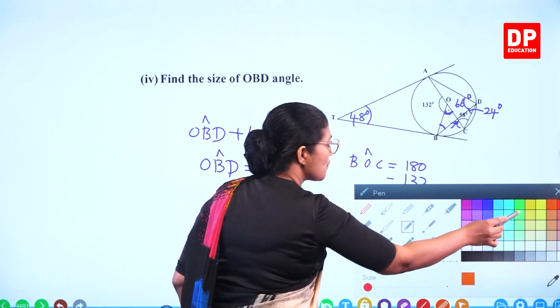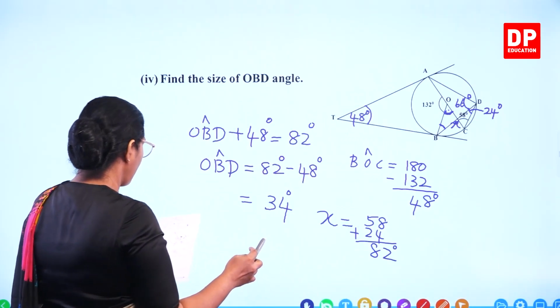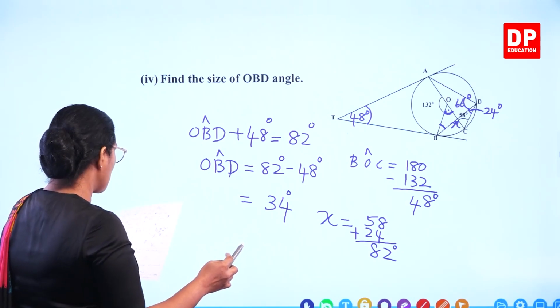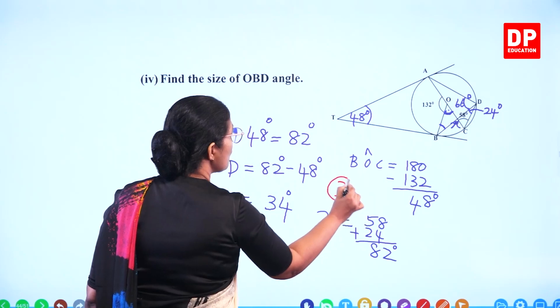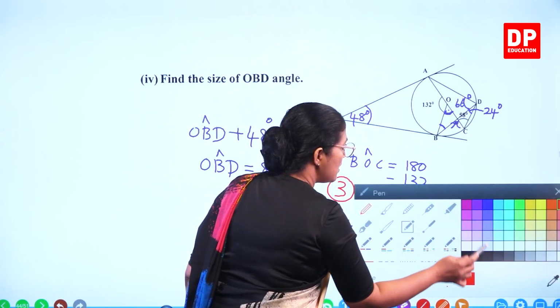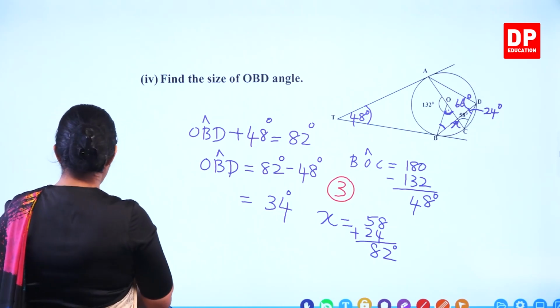So how many marks for that part? You get 3 marks for finding this angle. So we have given altogether 10 marks for the whole question. Let's do the next one.